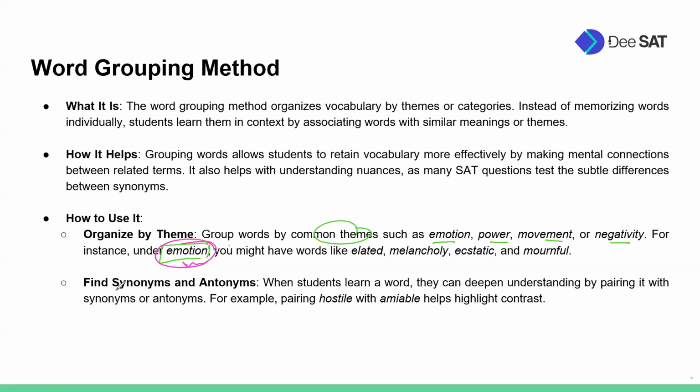The other way could be that you can simply find synonyms and antonyms to the words that you're talking of, as in hostile pairs with amiable as opposite words. Hostile means an unfriendly person, whereas amiable means a friendly or pleasant personality. Similarly, you can also organize using synonyms. Let's further talk of different words that we can use in the same manner to understand the themes and what are the different words you can learn under specific themes.